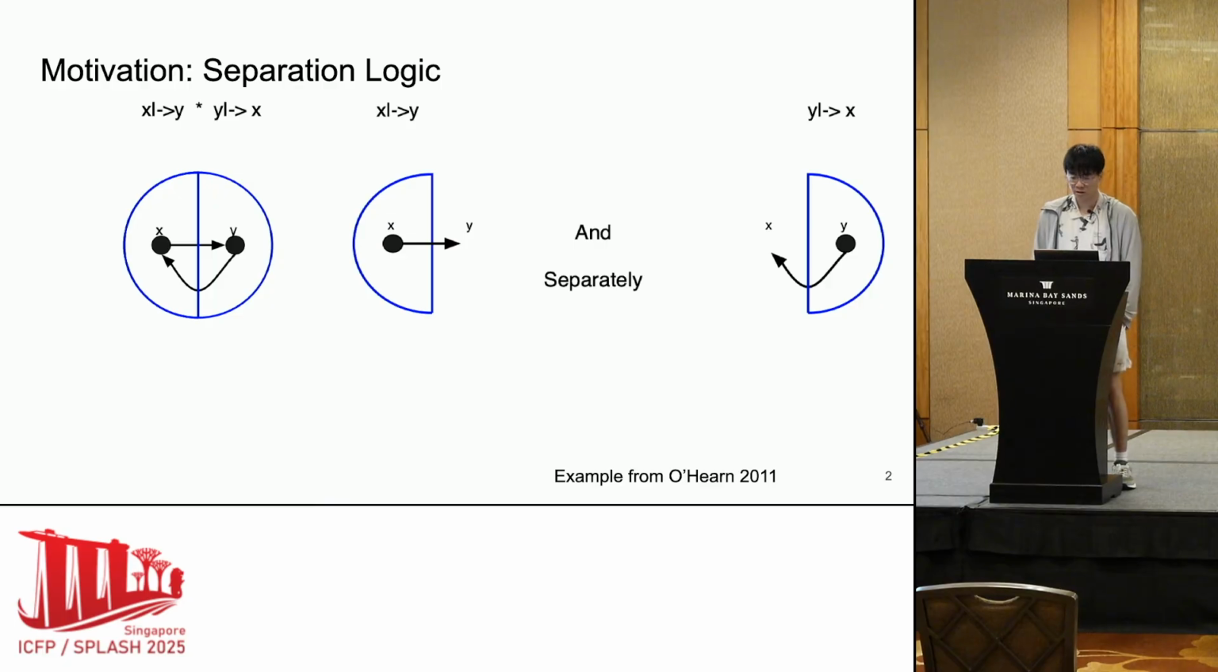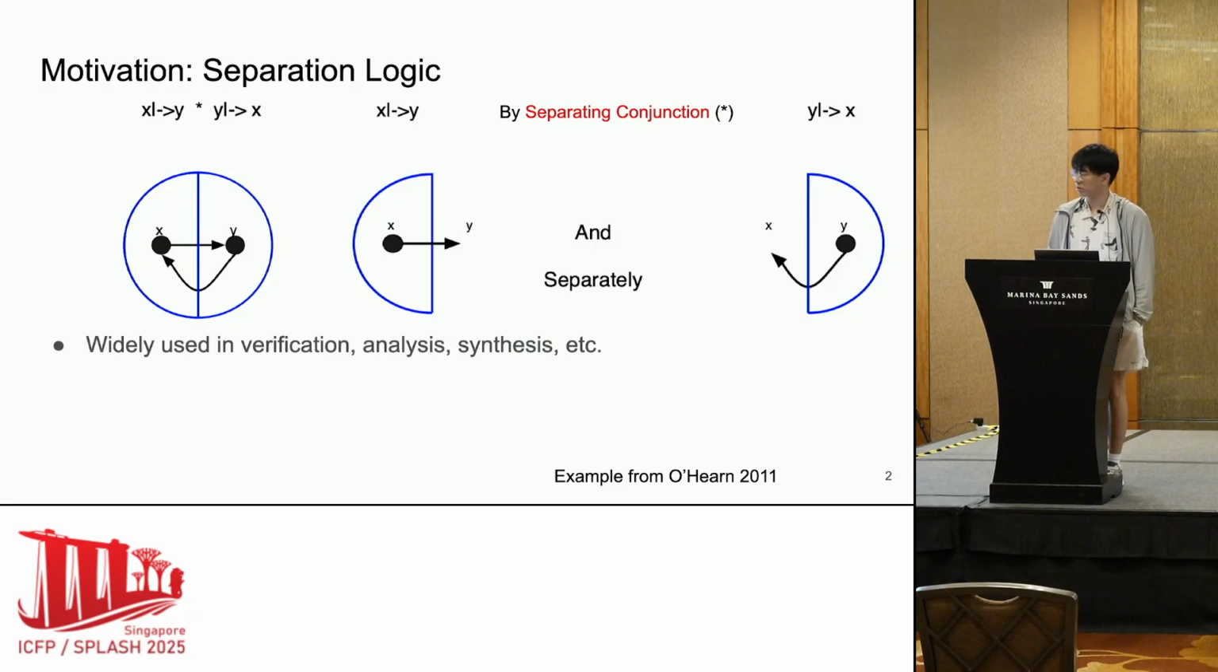So, separation logic. A lot of people like it, but just to give basic background, it's a program logic to reason about program heaps. For example, here we have x points to y and y points to x. Different from classic logic, the star here is called separating conjunction, which means these two assertions do not overlap, in the sense that x points to y and y points to x are separate. It's widely used in a lot of domains.